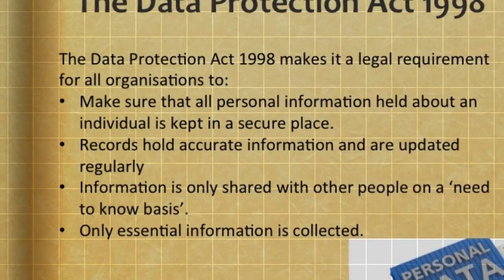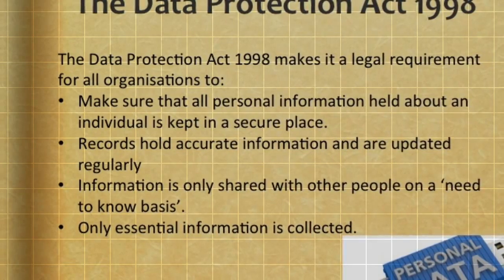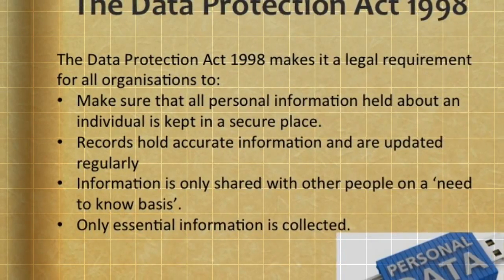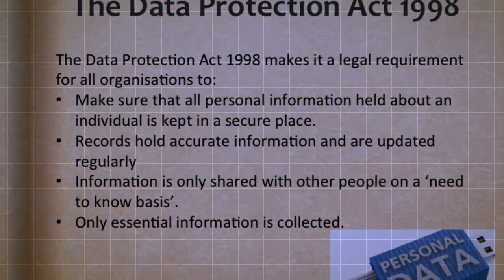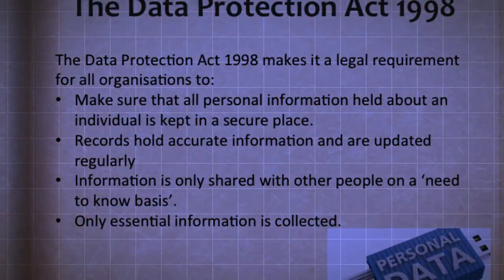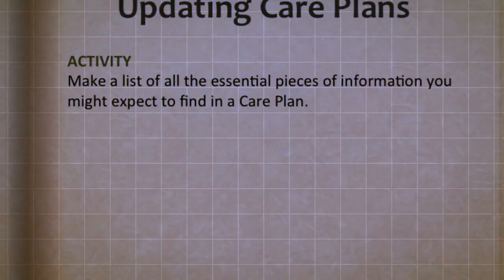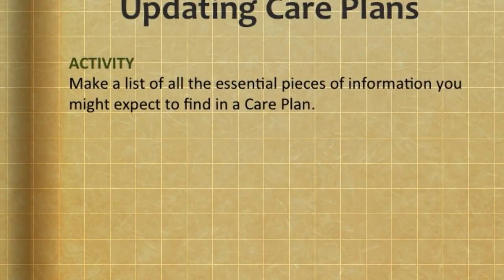Records hold accurate information and are updated regularly. Information is only shared with other people on a need-to-know basis. Only essential information is collected. Activity. Make a list of all the essential pieces of information you might expect to find in a care plan.